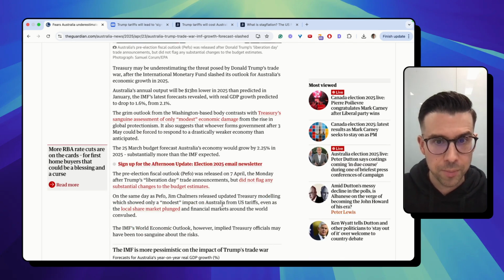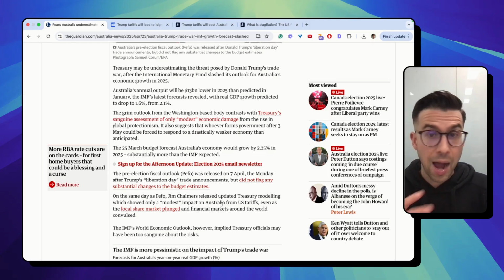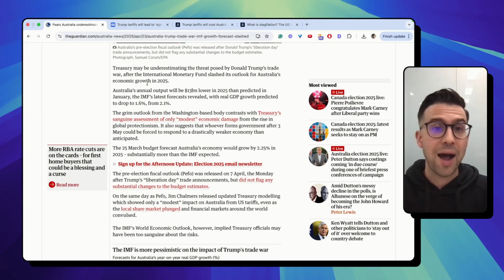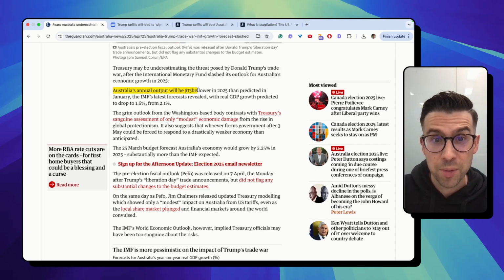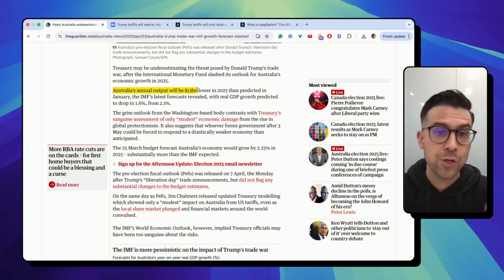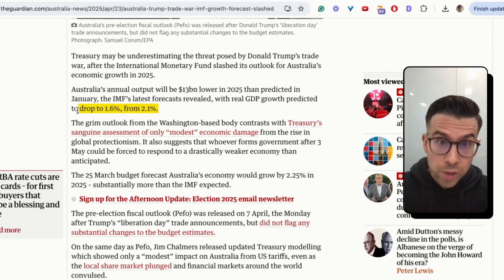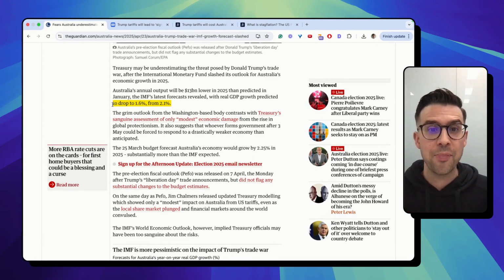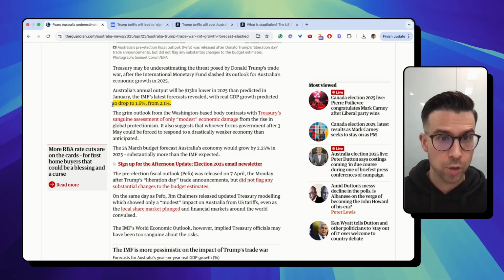Now, the IMF has produced some growth updates, in terms of they make predictions around global growth and particular country growth, and they've updated those. And so we can see ultimately that they're expecting there'll be a $13 billion impact. So our annual output, our GDP, will be $13 billion lower in 2025 than predicted in January, okay? So in other words, they were expecting 2.1% economic growth for the year, and they've now downgraded it to 1.6%. So that's a 0.5% drop in economic growth.